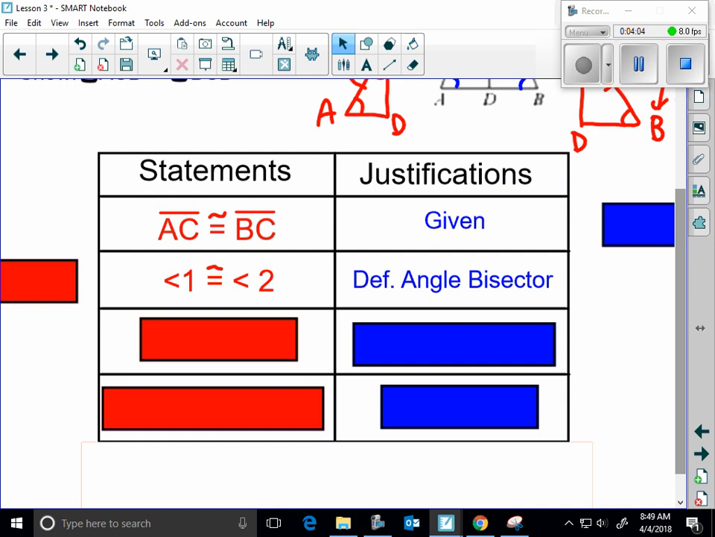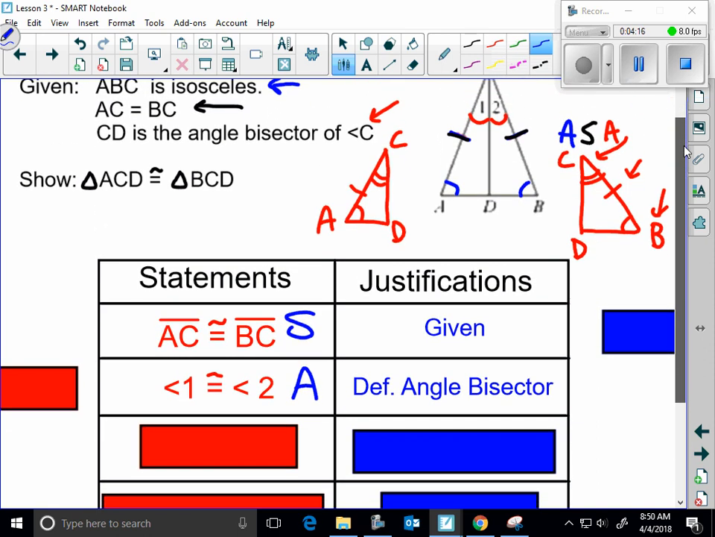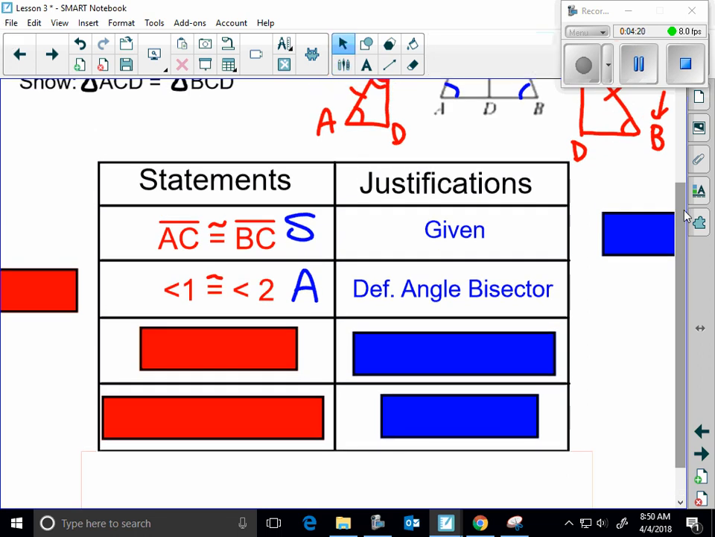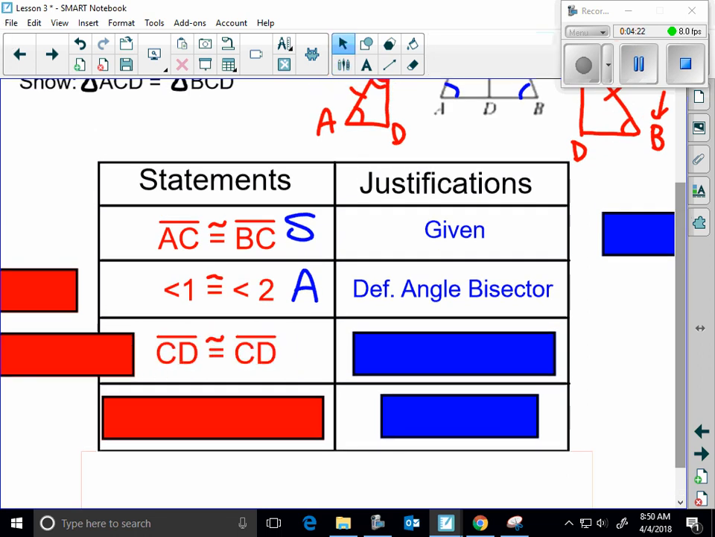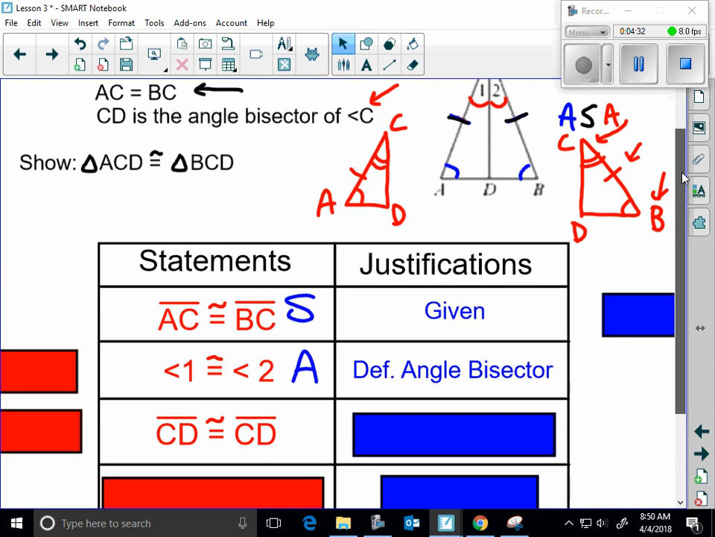Okay, what's next? Because right here, all I've done is I've shown a side congruent, an angle congruent. We determined at the beginning, do we have another side or an angle? We have another angle. So our other angles that were congruent were angles A and B. Oh, we did it a different way here. Okay, this is an alternate way to do this, and I'm going to go through this way just because.